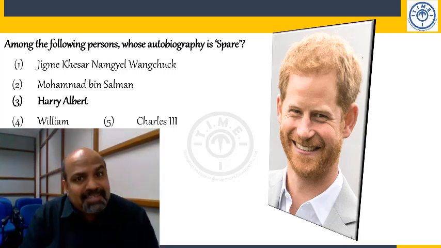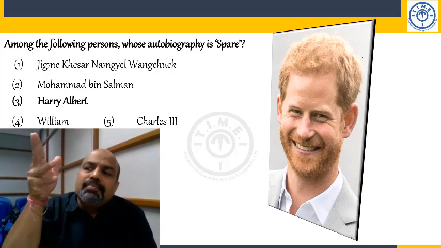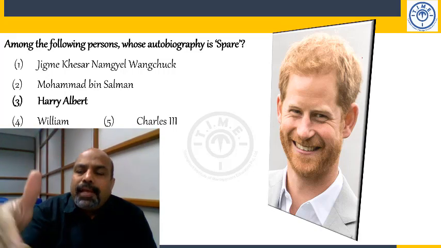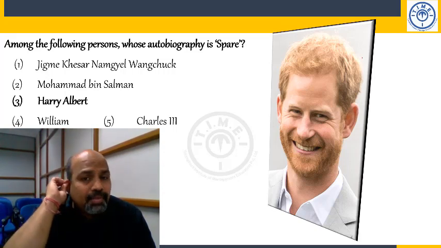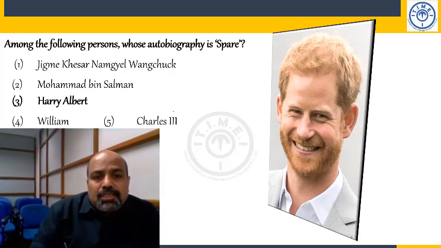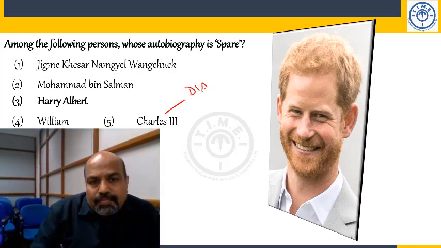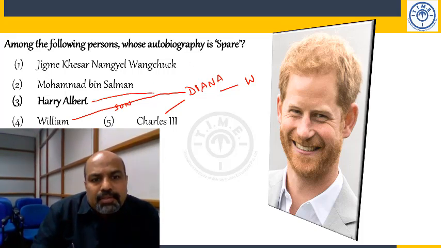So why the title Spare? Sparing someone? No. This comes from something that King Charles had told his wife Diana. Charles married Princess Diana. She died in a car crash. And two sons. One is William, okay, and then Henry Albert, this is the second son.